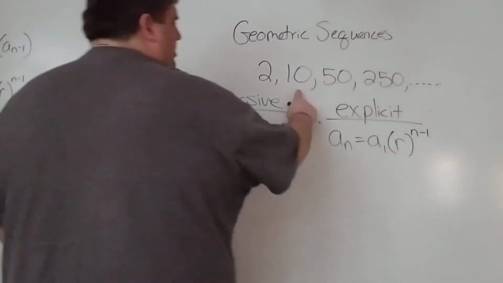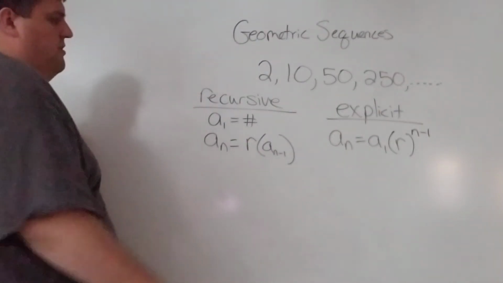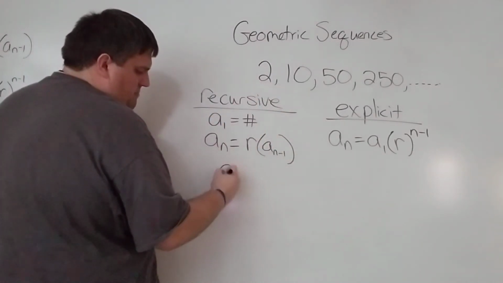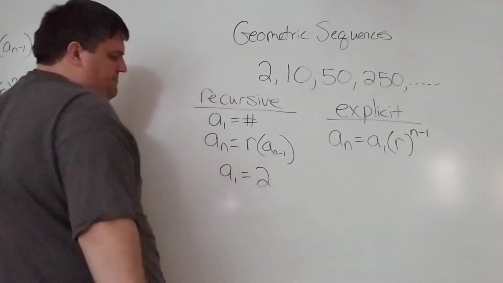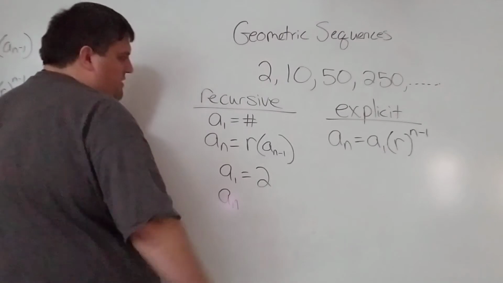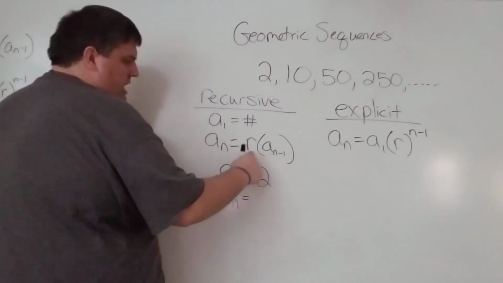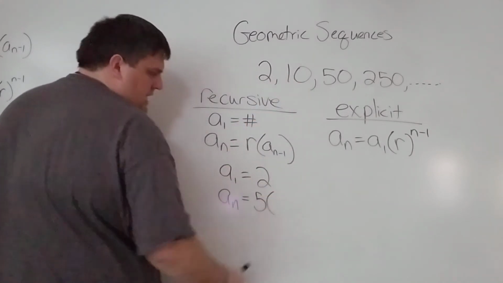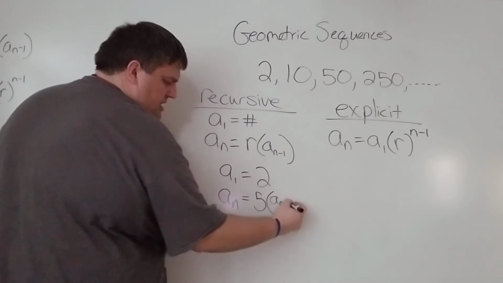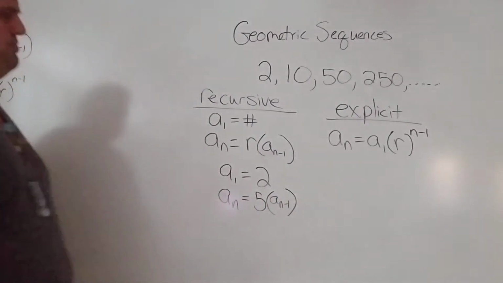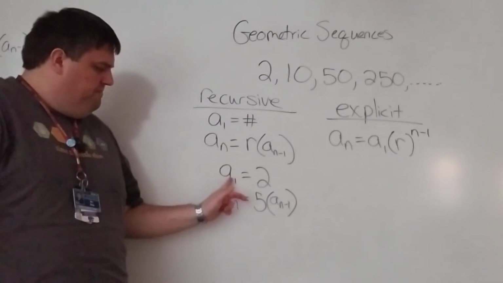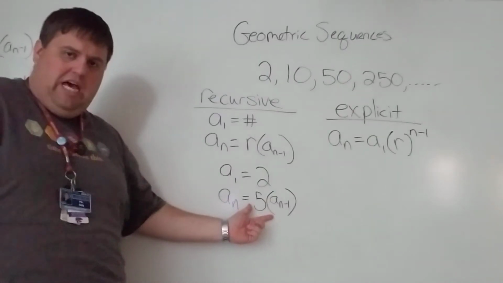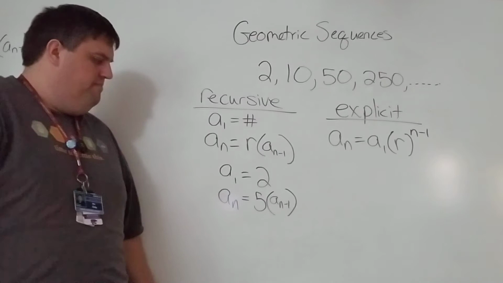So let's take a look at what these are going to look like for our sequence here. Okay? So first off, for the recursive side, we know that a sub 1 means the first term. So I'm going to define that as 2. And then for the rest of the recursive part, we're going to have our rate, which in this case we said was times by 5. So we have 5 times a sub n minus 1. That's what the recursive is going to look like. We define the first term, and then we just do a sub n equals whatever we're multiplying each time times a sub n minus 1.